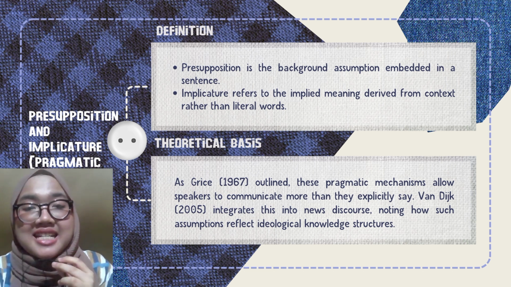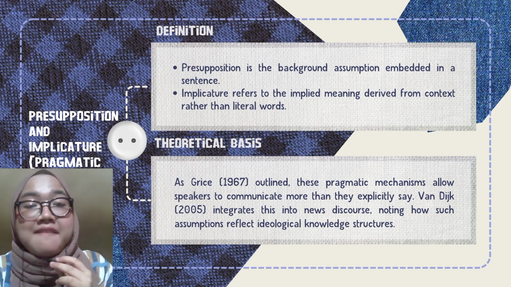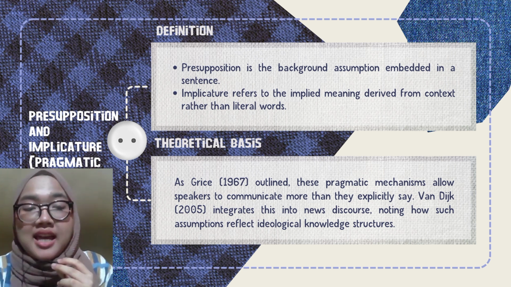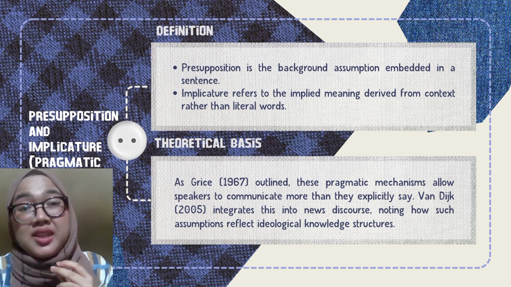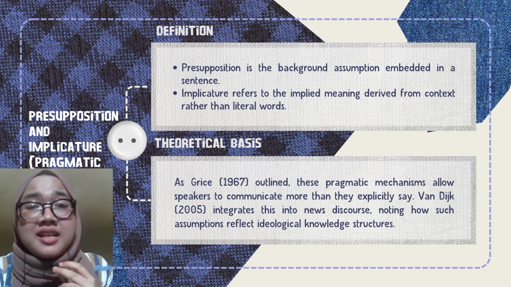According to Grice 1967, people often say things in a way that lets the listener figure out extra meaning without being too obvious. This is called implicature. Van Dijk 2005 added that in news reporting, these tools can reflect ideological beliefs, that is, ideas that shape how people think about the world. By using these background assumptions, journalists can insert opinions or bias without stating them clearly.